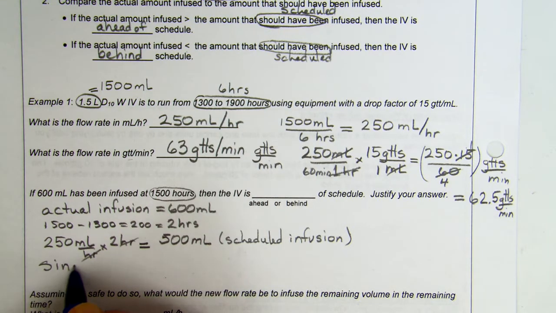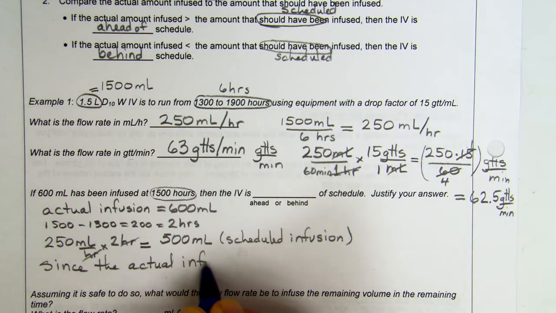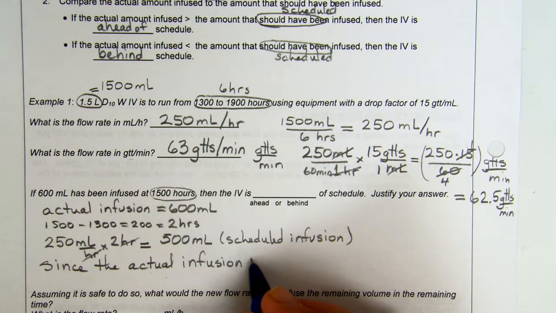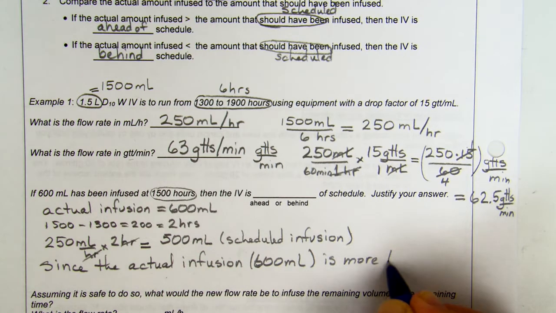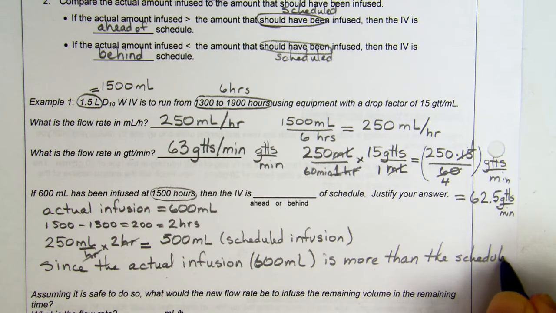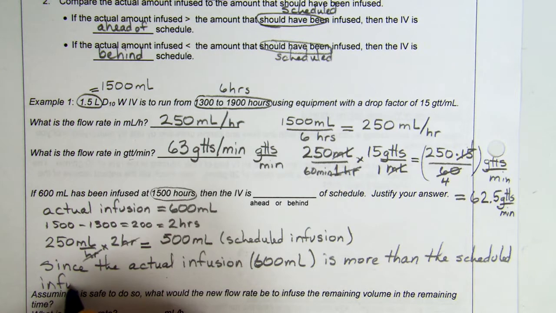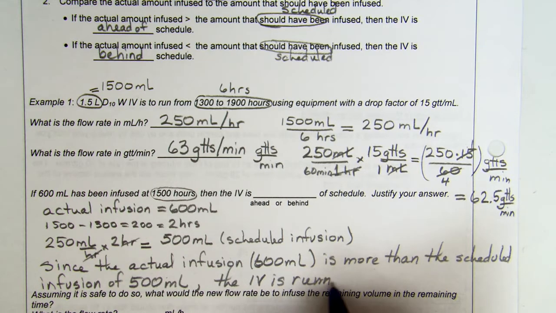So we'll say, since the actual infusion, and I'll put the value, I guess that's 600 milliliters, is more than the scheduled infusion of 500 milliliters, we'll say the IV is running ahead of schedule.